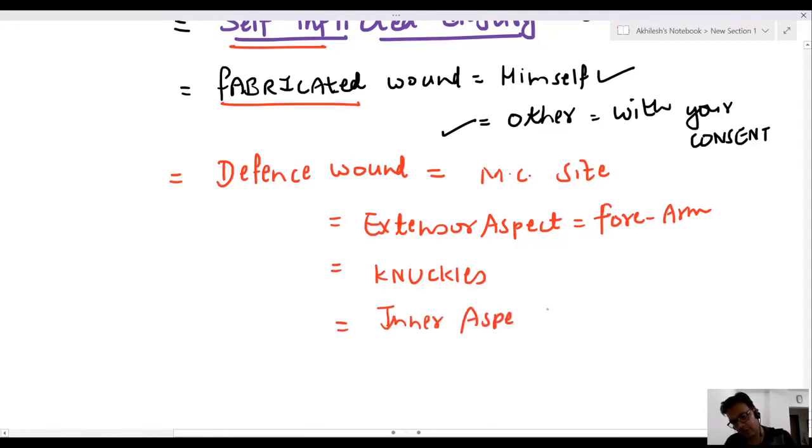These are the common sites where you have defense wound. This is the extensor. Someone is hitting and you are defending. कहते हैं ना मत मारो, यहाँ पे लगते हैं. So first is the extensor aspect of the forearm, knuckles, inner aspect of the forearm, or palmar surface.